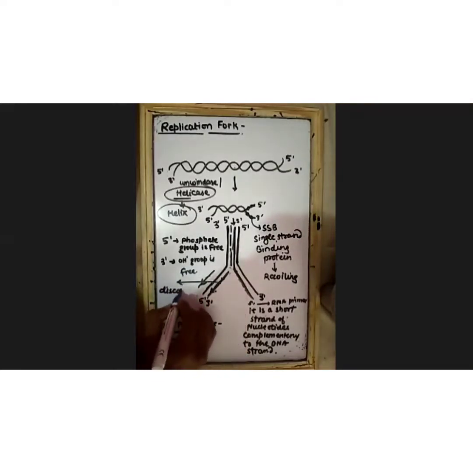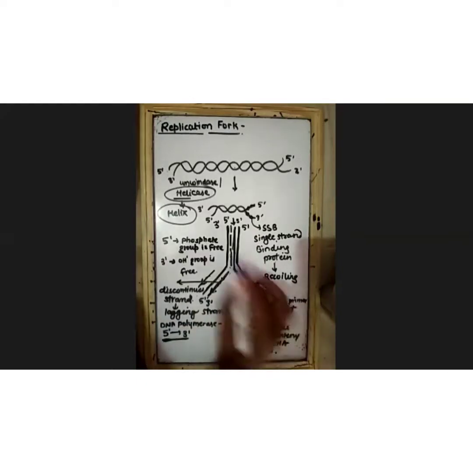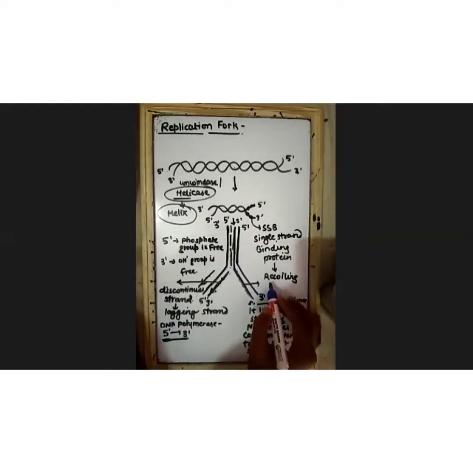This discontinuous strand is known as the lagging strand, and this is the continuous strand on the 5 prime to 3 prime. This continuous strand is known as the leading strand. Okay, this is known as the leading strand.